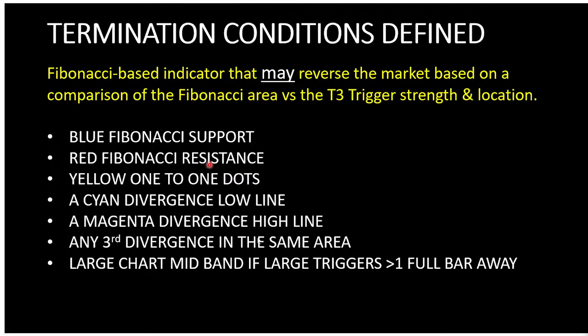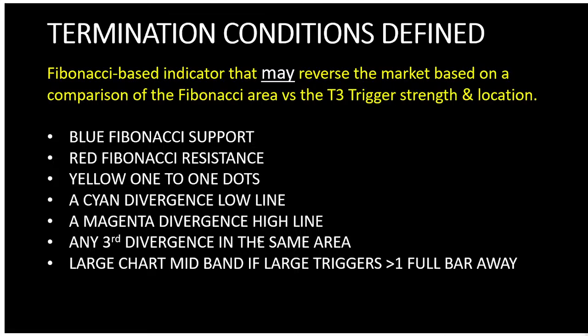First, we have to know what we're looking for. Termination conditions are Fibonacci-based indicators that may reverse the market, guys. And this is based on a comparison between the trigger lines, the same trigger lines that create momentum, and those areas. So we're going to look for, on the large chart, Fibonacci support. On the large chart, we'll look for Fibonacci resistance. On the large chart, we'll look for yellow 1-to-1s. On the large chart, we'll look for cyan divergence low lines, and on the large chart, we'll look for magenta divergence high lines. That's what we call beating a dead horse.